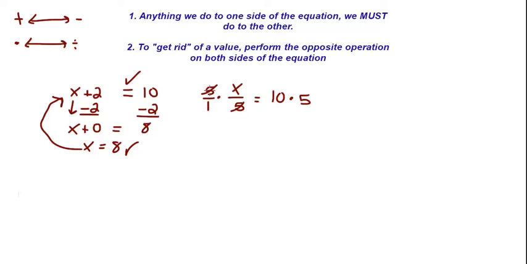And you might think, okay, well, 5 over 5, that's just a 1. So do I get a 1x or an x? Those are exactly the same thing. We just don't like to write 1x. We just like to write x. It makes it a lot easier. And then 10 times 5 is 50.